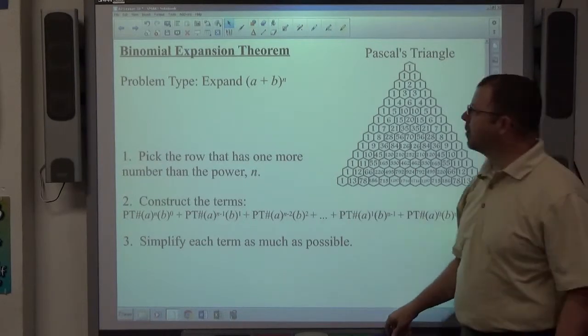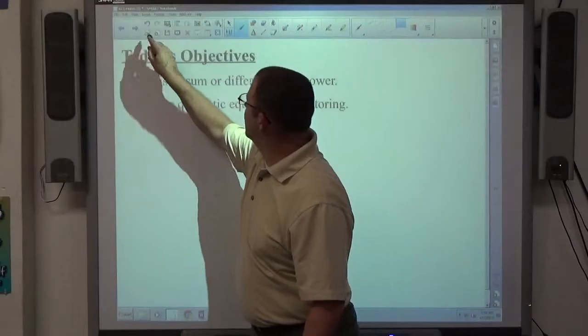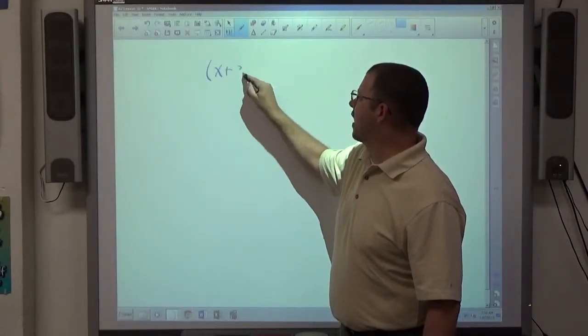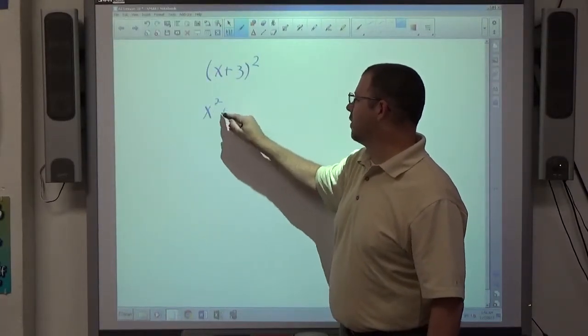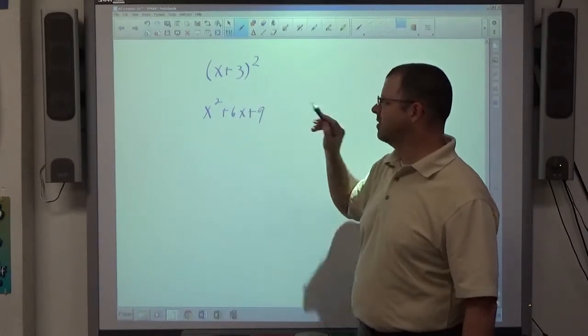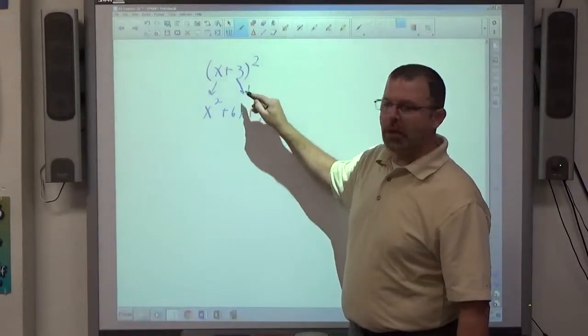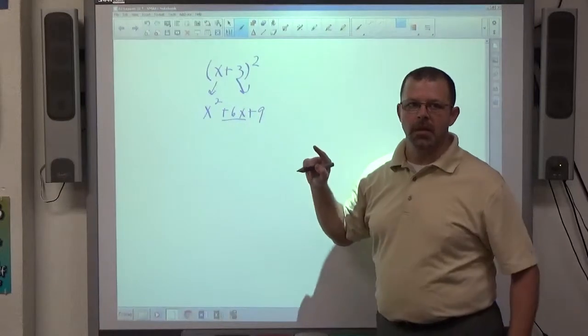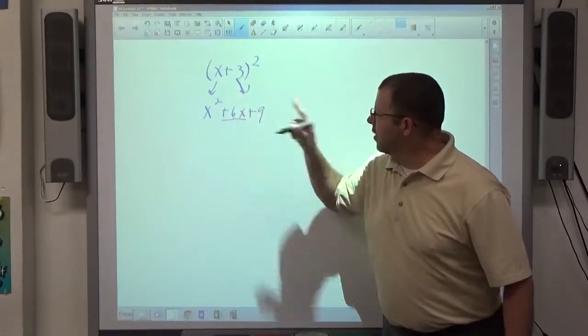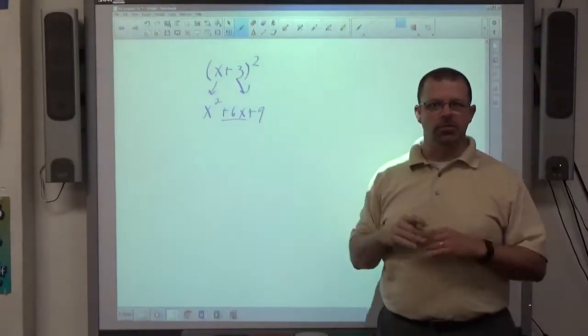If I have, for example, x plus 3 to the second power, that's just x squared plus 6x plus 9, right? We square the first, we square the last, and we double the product of the two. So 3x doubled is 6x, that's the middle term. So that's our shortcut for that.